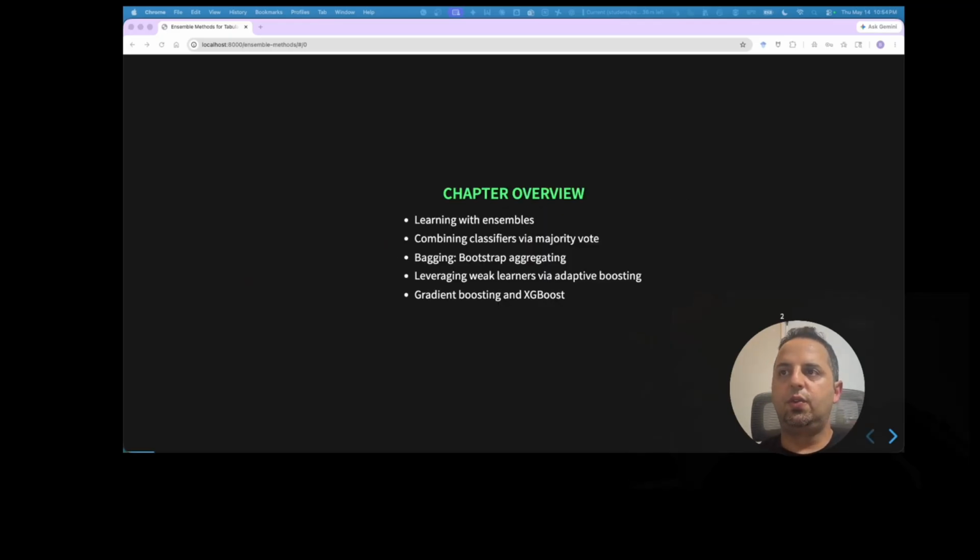So we'll cover several topics today. First, we'll understand why ensembles work, the mathematical intuition. Then we'll look at majority voting, combining different classifiers. Next, bagging, using bootstrap samples to create diversity. And then AdaBoost, boosting weak learners into strong ones. Finally, we're going to take a look at gradient boosting and XGBoost, which is the state of the art.